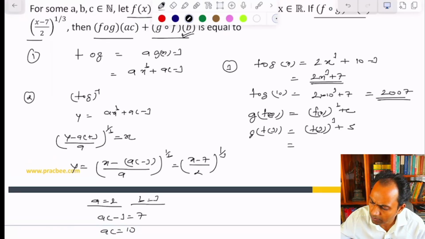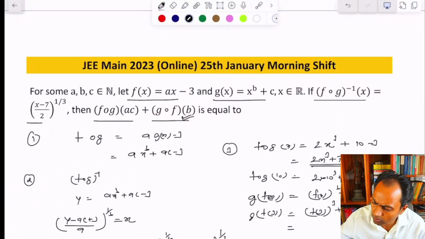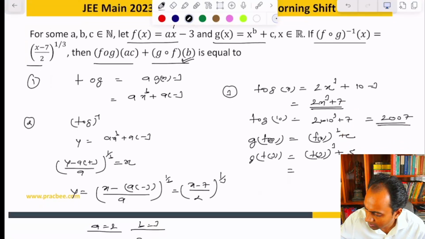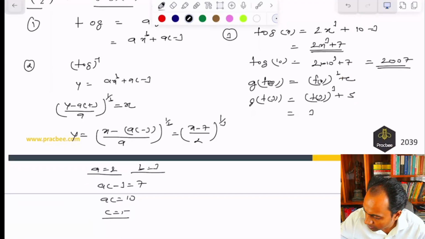So f of 3, if we find, here we know the value of a came out to be 2. So this is 2x minus 3. If you put 3 here, this will become 6 minus 3, the value comes out to be 3. So what they are asking is, this would be 3 cube plus 5. That is 27 plus 5. This comes out to be 32.